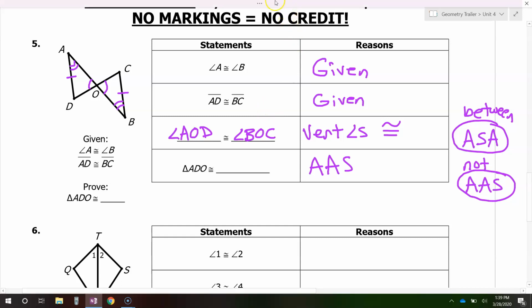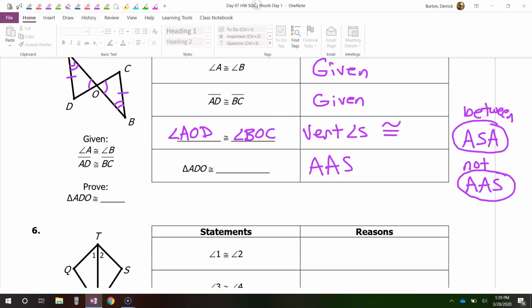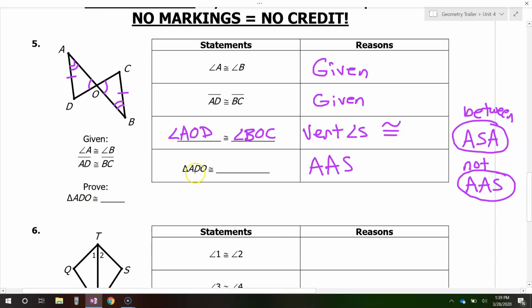Okay, now we have to make the congruence statement. So triangle ADO is congruent to triangle what? Well, angle A corresponds to angle B. So I'm going to start with angle B. Angle D corresponds with angle C. And so we've used B and C, so that just leaves angle O left. All right, so that is it for number 5.